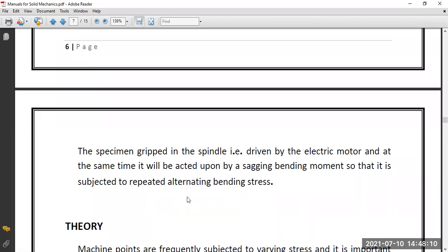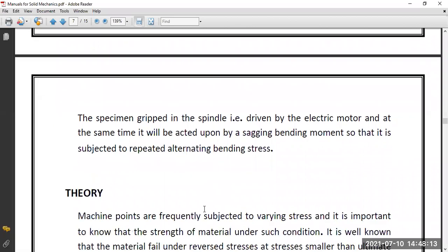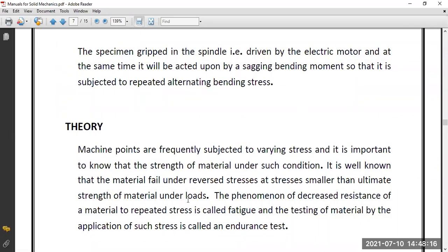The specimen is gripped in the spindle. Machine parts are frequently subject to varying stress, and it is important to know the strength of the material under such conditions. It is well known that a material will fail under severe reversed stresses at stresses smaller than the ultimate strength of the material under static load. The phenomenon of decreased resistance of a material to repeated stress is called fatigue, and testing of this kind is called endurance testing.